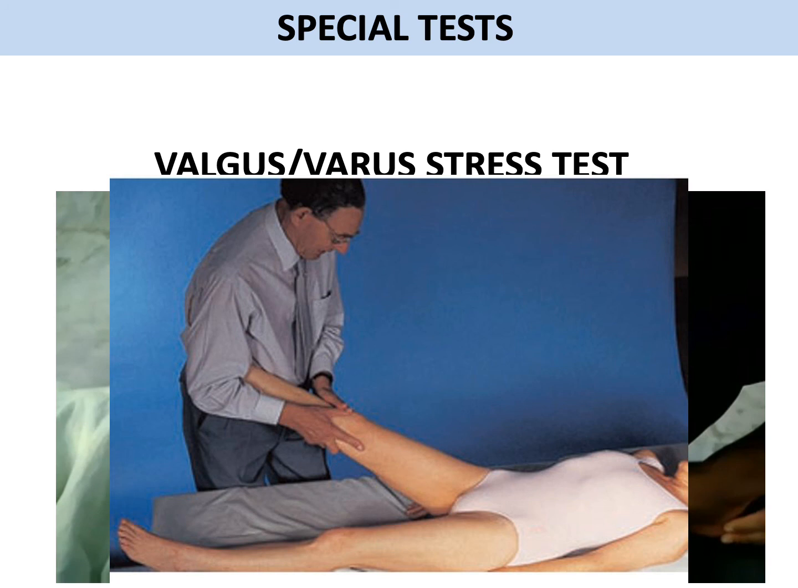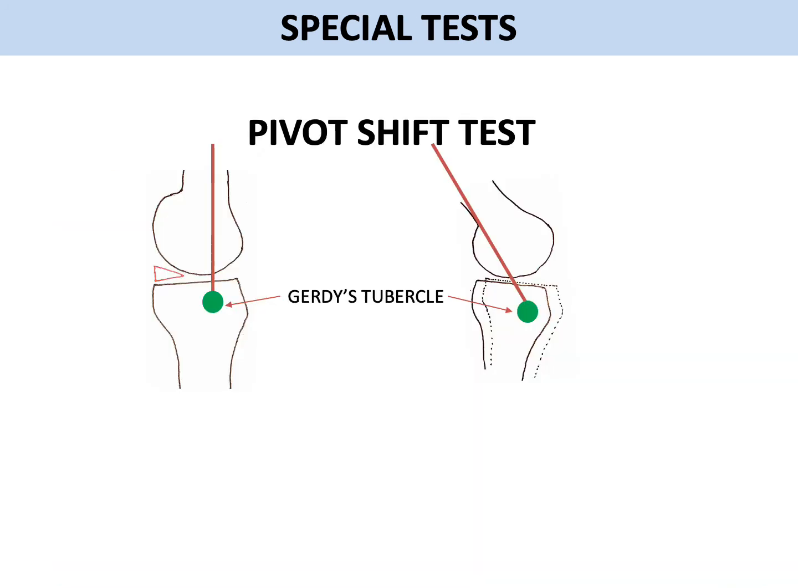And once we make sure that there is no pathology or there is pathology in the MCL or the LCL, then we switch over to another test called the pivot shift test. The prerequisite for the pivot shift test is that the MCL has to be intact because this is the pivot point for the knee joint while we are performing the test. The red line represents the iliotibial band, okay, and the green one represents Gerdy's tubercle. In full extension, the iliotibial band lies along the long axis of the femur, right?